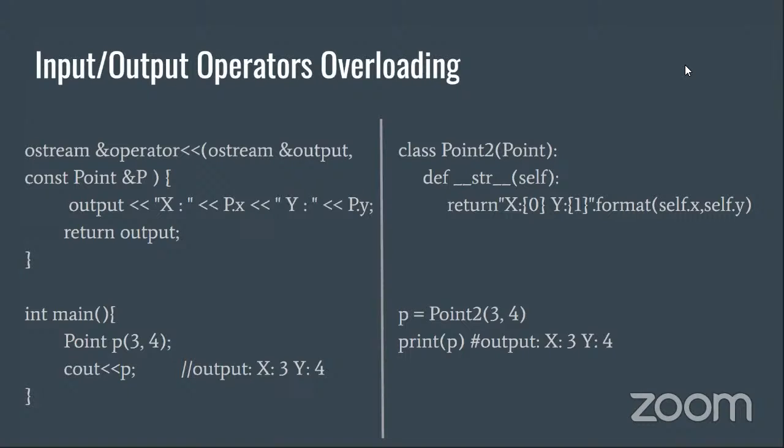So in C++, when we use less than for left shifting, it is overloaded for the functionality of left shifting, and when we use it along with cout less than, it is overloaded for the output operation.